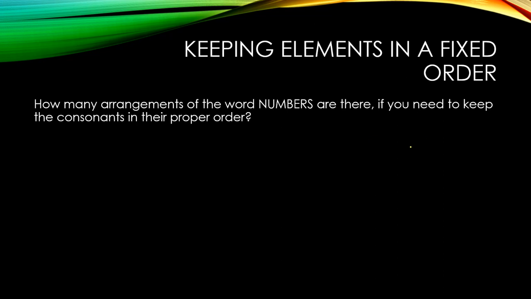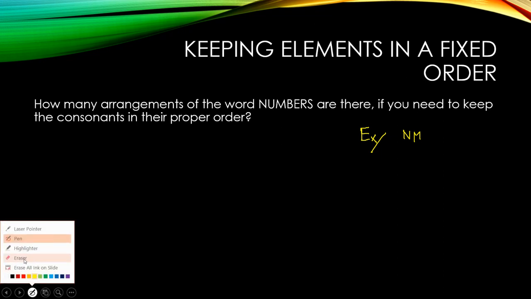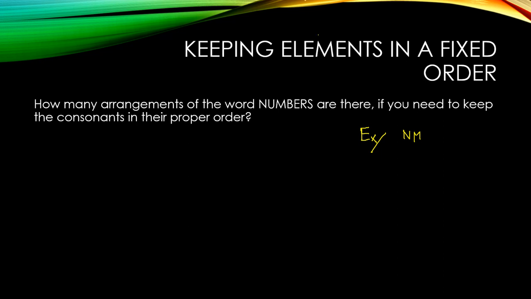So what does it mean that the consonants are in their proper order? For example, possible orders would be like N, M, they have to be in proper order. Well, that's fine. It didn't say alphabetical order. Proper order is fine. So they've got to keep the order that they normally are in. So N has to be first, then M, then the next consonant is B, and then R and S. They have to be in that order.